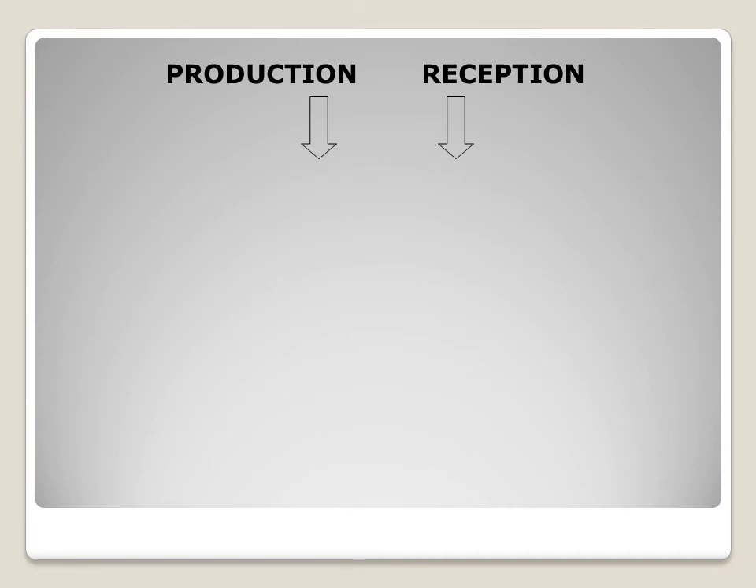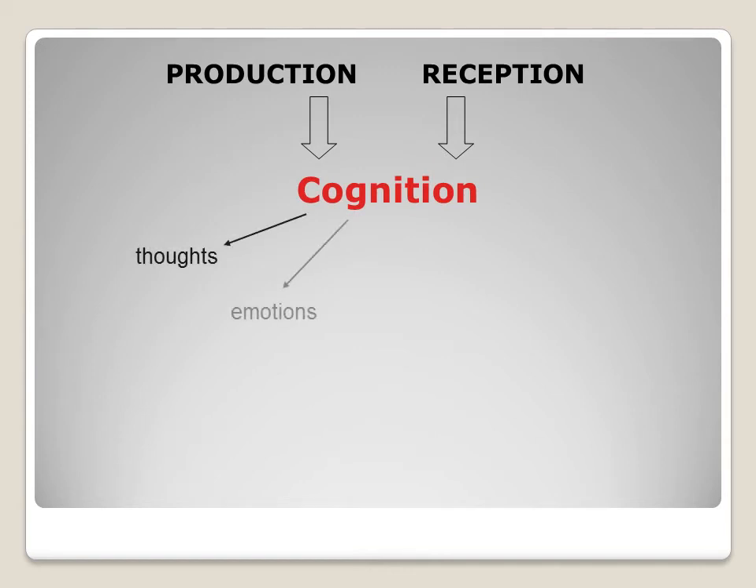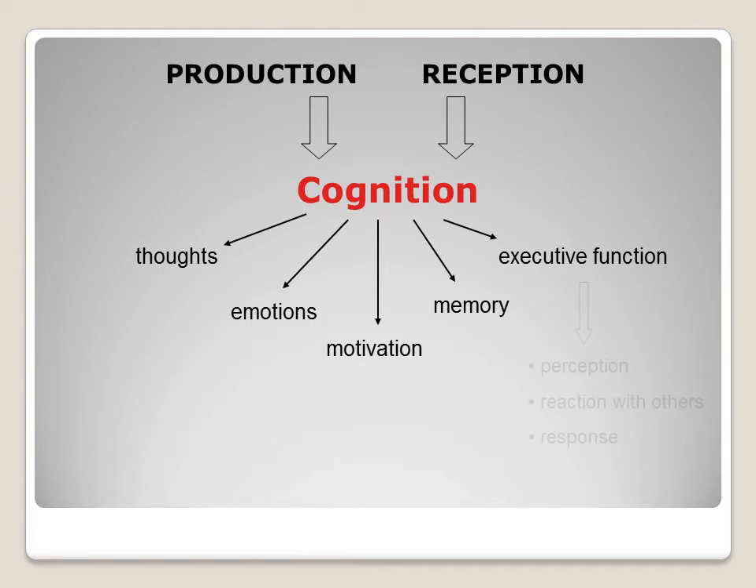Both reception and production involve cognition. Cognition means our thoughts, emotions, motivation, memory, and our executive function, that is our perception, reaction with others, and our actions, meaning response. All of these are governed by the cerebral cortex.